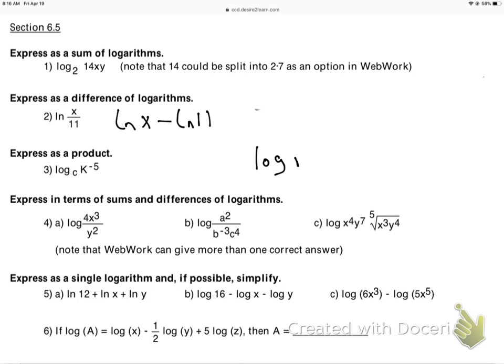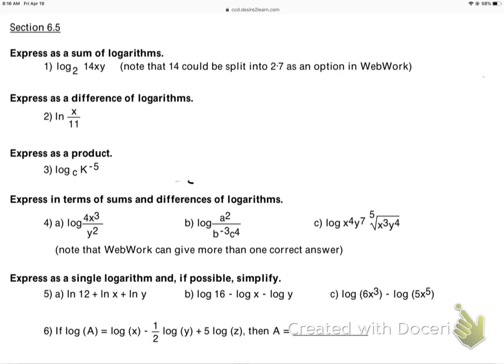Now, the third rule is exponents. So if I have something like this, exponents can come to the front. So basically this can equal -5, because I've put that at the front, and then log base c of k. So exponents can go to the front.